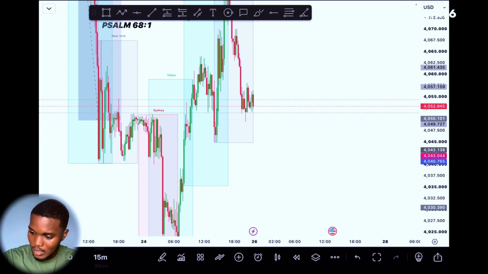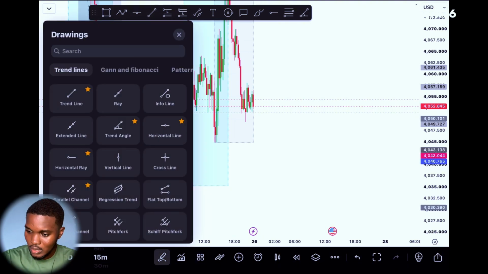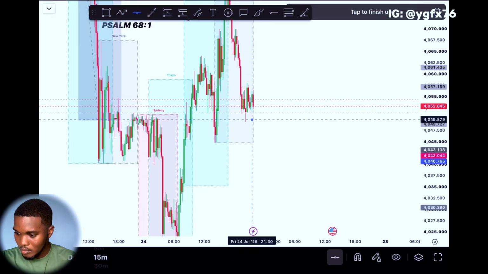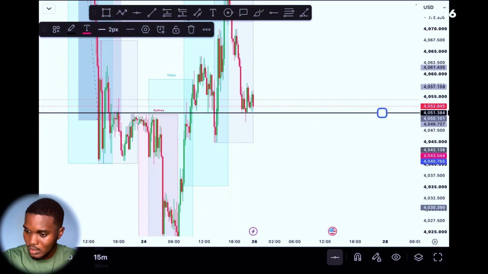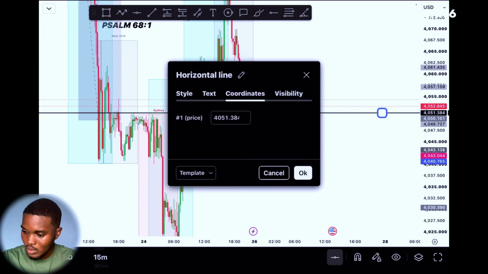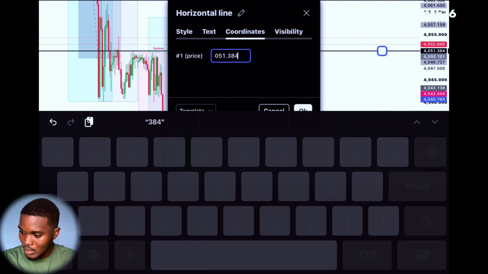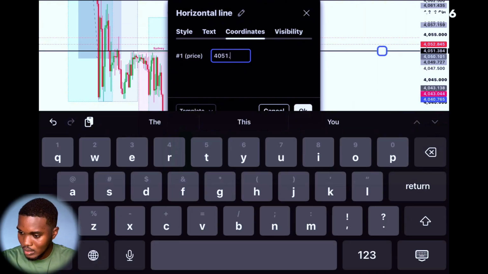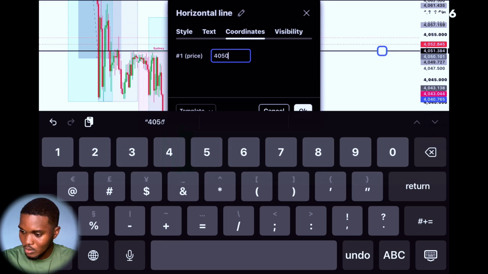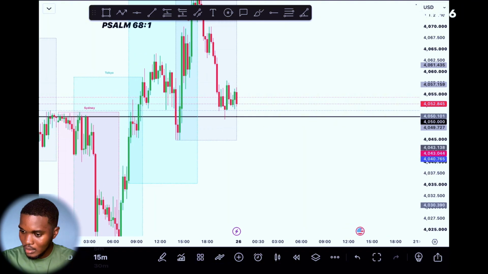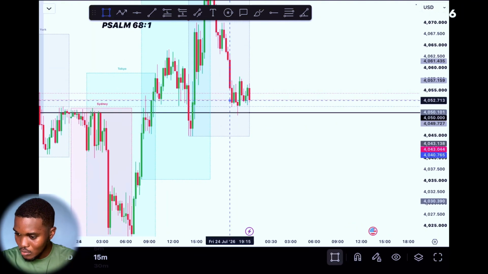So my horizontal line, come to the drawings, trend lines, horizontal line. You choose it. Current position of the market, so that will be around this zone. Let me just place it here, and then you go to the settings, coordinates, and let's take it to the end. Delete, delete, delete, delete, delete, and then 50. So 4050. That's it.